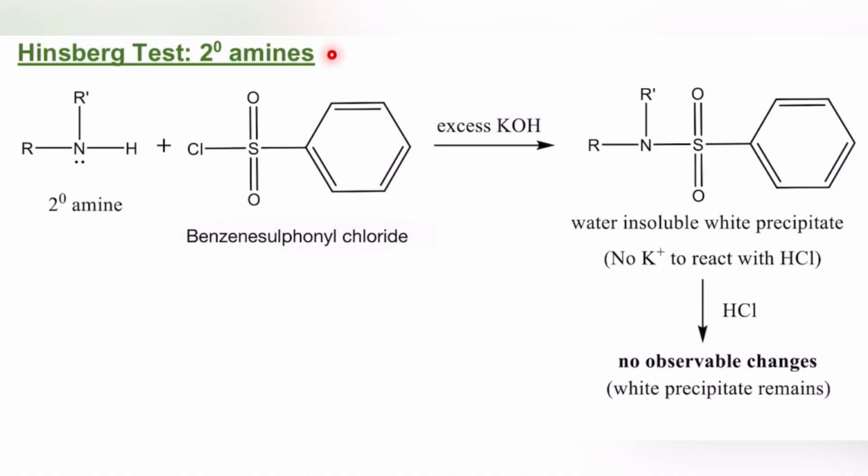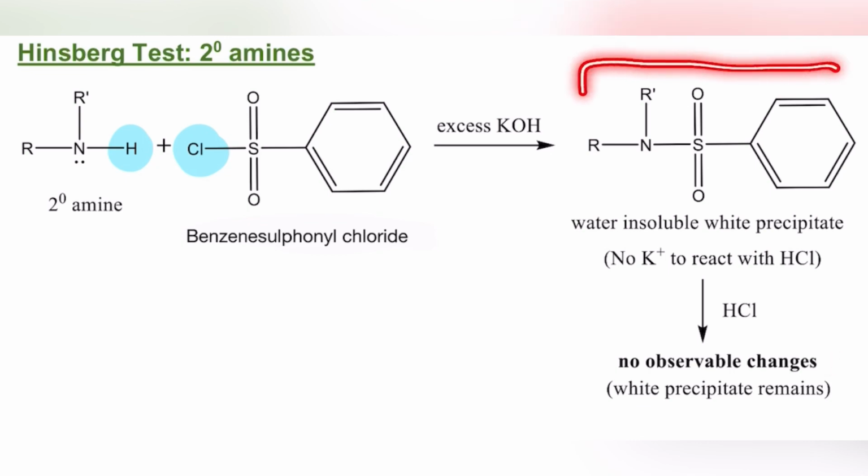Next, kita ada secondary amine. Secondary amine maknanya awak ada dua alkyl groups attached to nitrogen. Masih lagi reacts dengan benzene sulfonyl chloride in excess KOH. So what I have to do here, dia akan bergabung mendapatkan sulfur attached directly to nitrogen. Dan ada dua alkyl groups. This is a water insoluble white precipitate. Kenapa dia insoluble? Because we don't have K plus ion untuk react dengan HCl for the second step. So apa yang terjadi? There will be no observable changes.